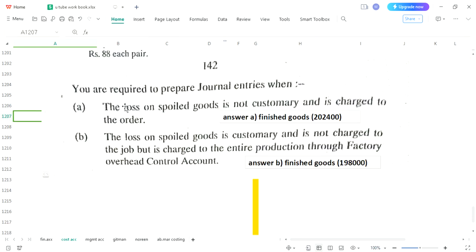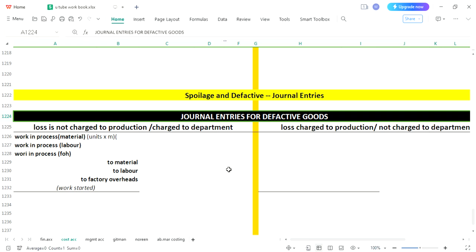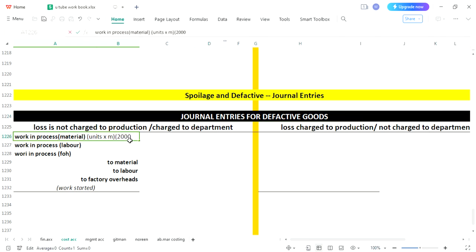Okay, go back to the question. How many units have we started? 2000 total pairs of shoes are going to be manufactured. And direct material per unit cost is 50. 2000 units, 50 is direct material cost. Come over here. Number of units 2000, and it needs to be multiplied by per unit cost, which is 50.